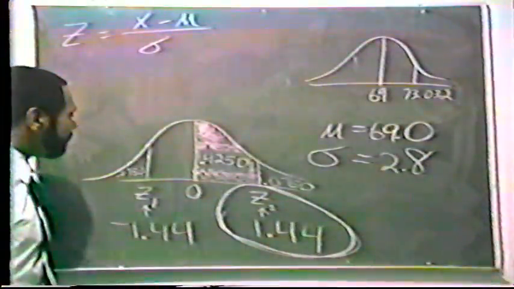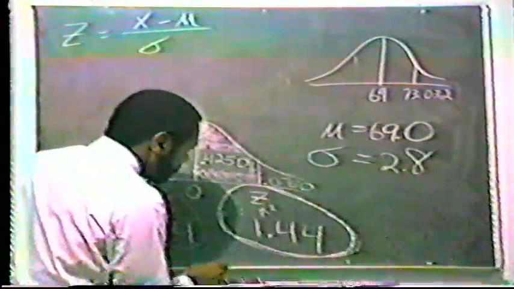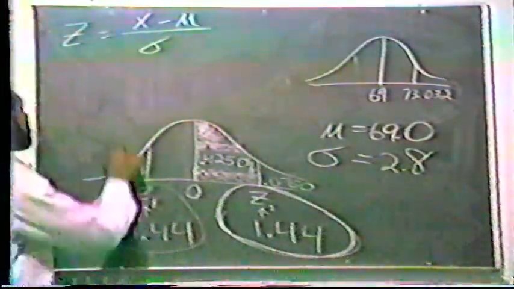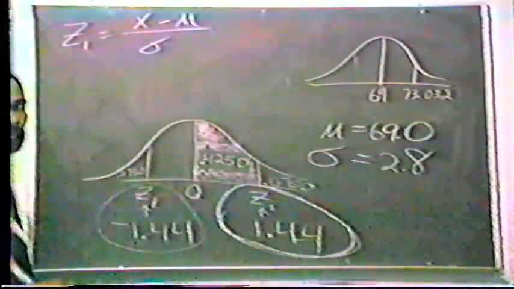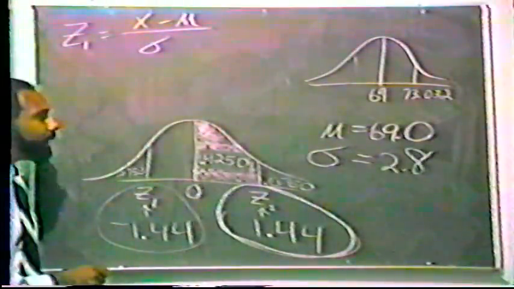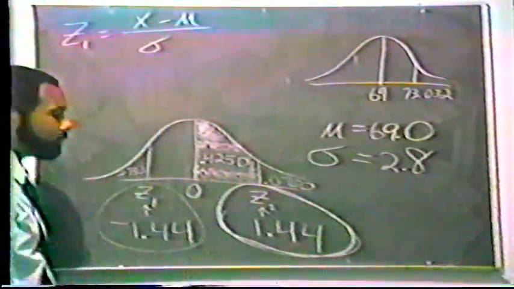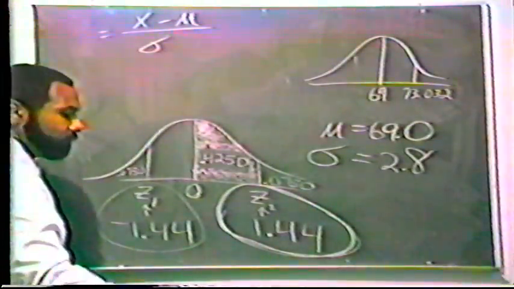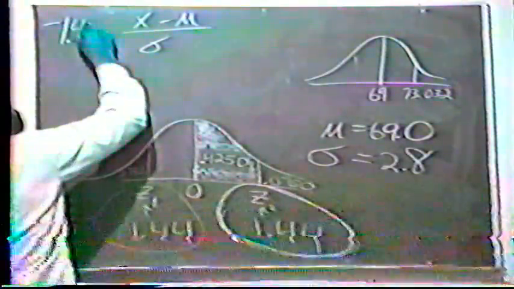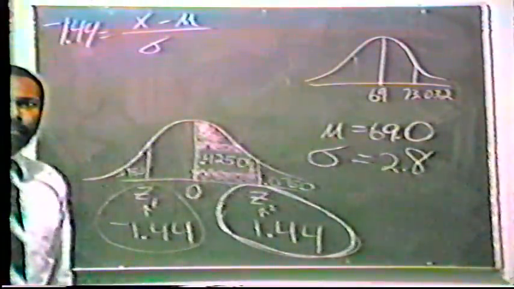And we substitute this z-score in the formula this time. We have already found z sub 2, the maximum height. Now we're looking for the minimum height, z sub 1. So this is z sub 1 here that we're talking about. And we know that z sub 1 is a negative 1.44. So that means that in this formula, instead of the z sub 1, we can substitute negative 1.44. Not positive 1.44, but negative 1.44.